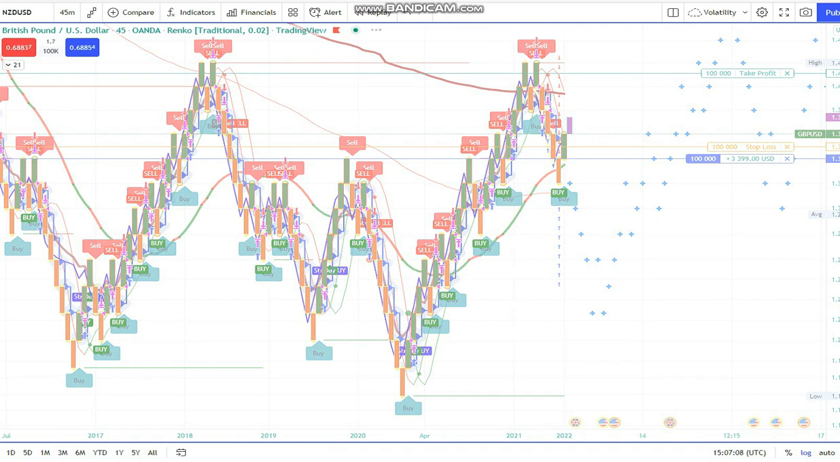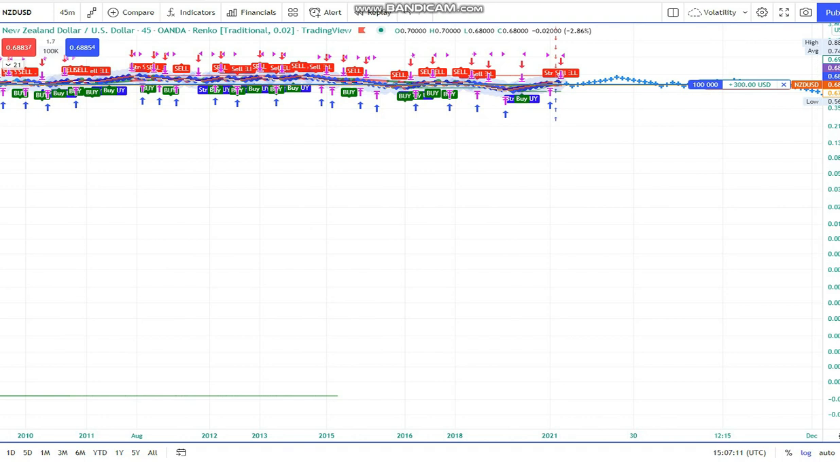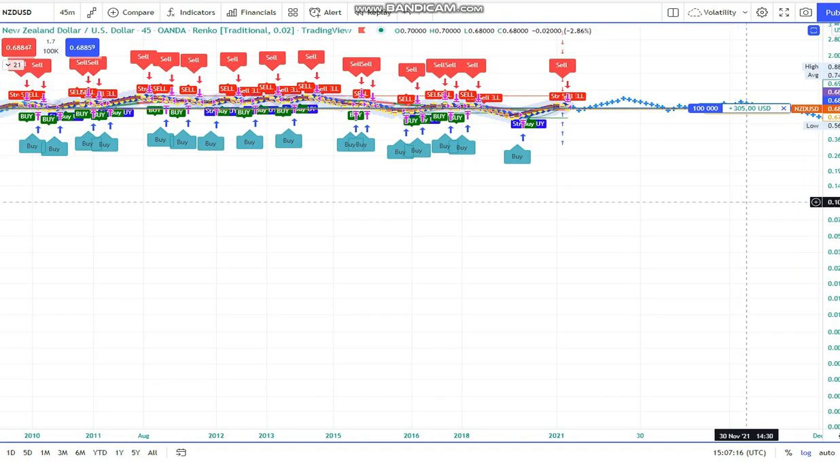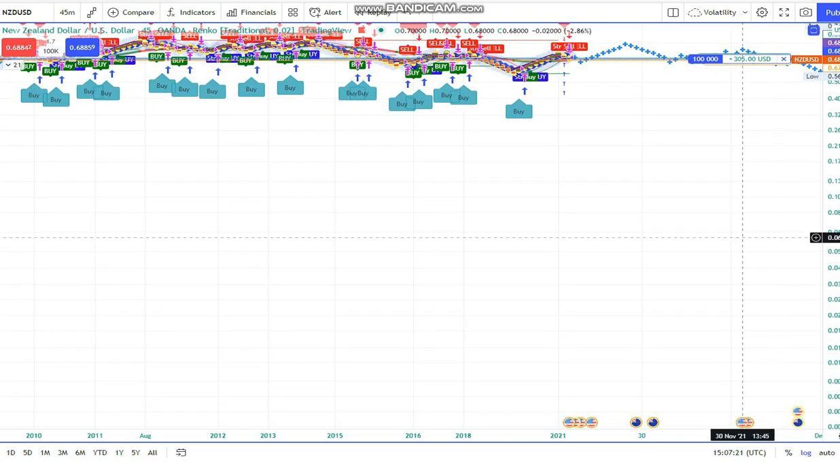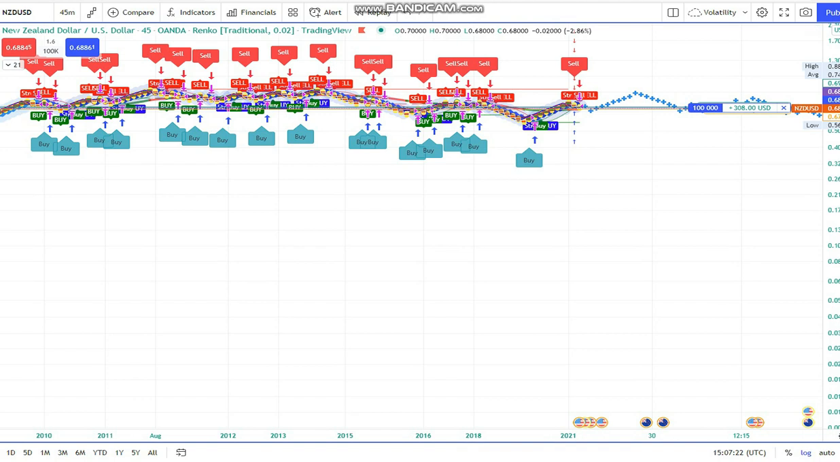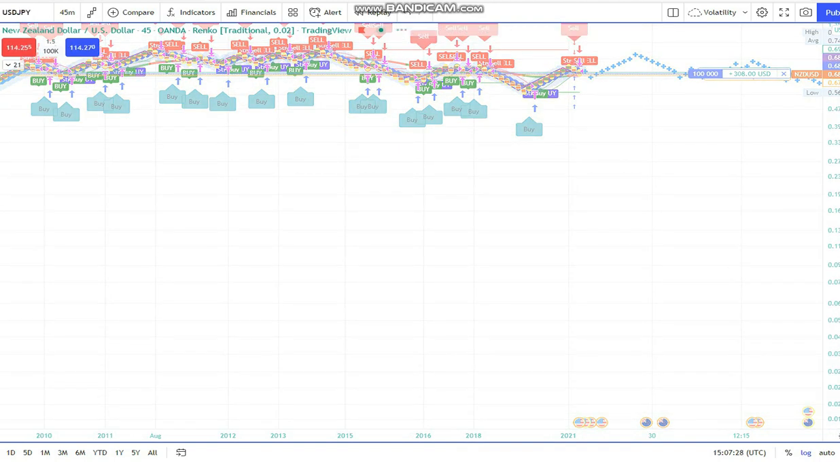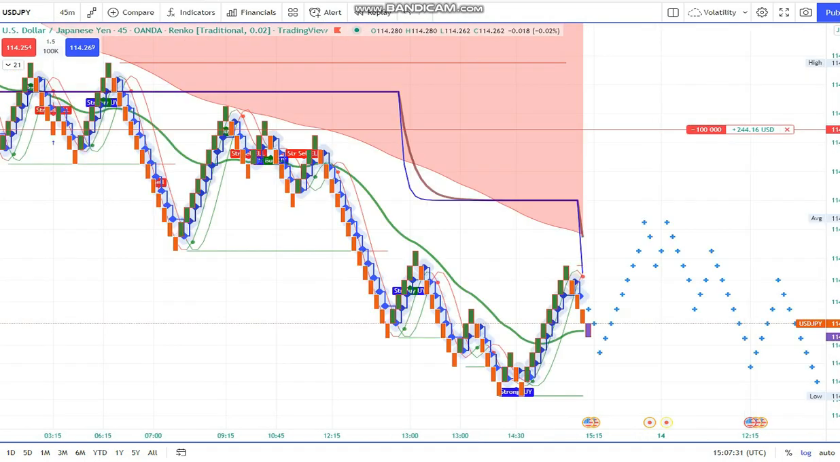New Zealand dollars, the same. So these are markets which are correlating positively with each other. So you can use this chart to trade many markets at the same time, while they are correlating positively or negatively, and also find out which markets do correlate with each other, right?